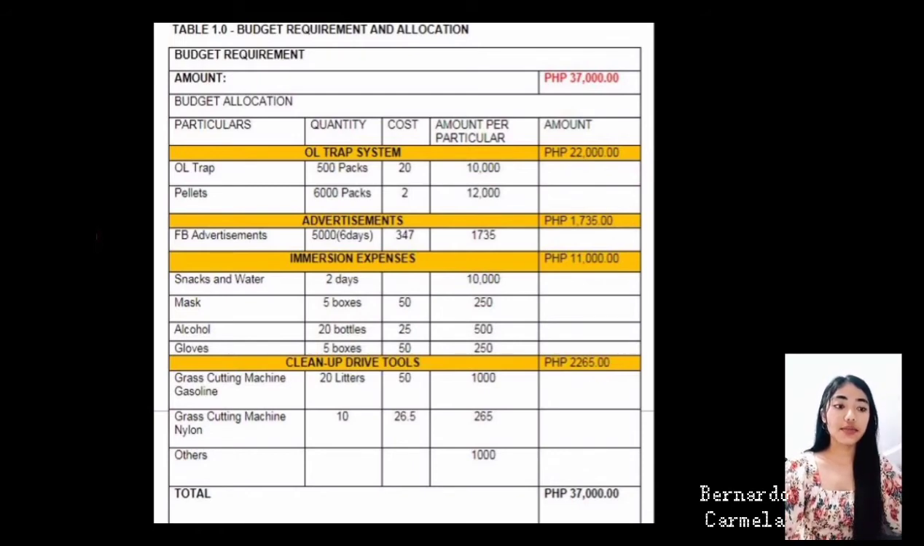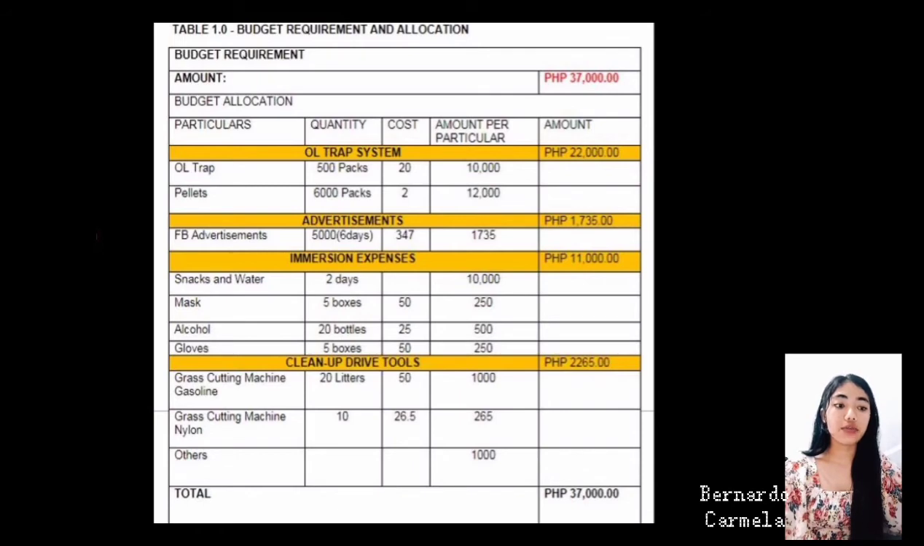11,000 will be allocated for the expenses during the immersion. For snacks and water for volunteers and locals who will be joining the seminar and cleanup drive, a budget of 10,000 pesos will be prepared. Another budget amounting to 1,000 will be used for masks, alcohol or disinfectants, and gloves for the participants of the immersion.